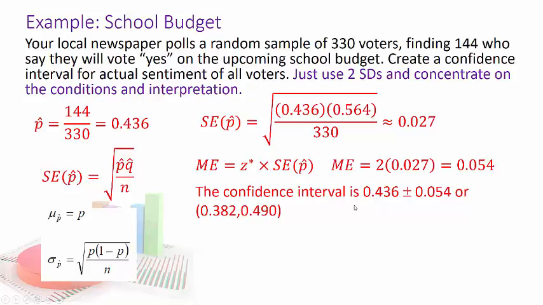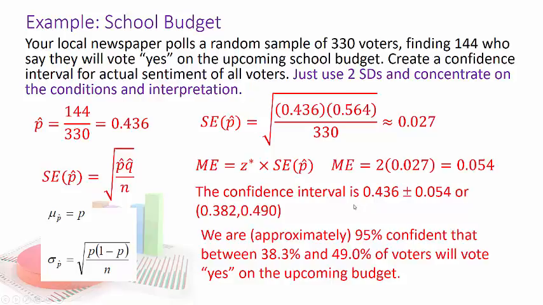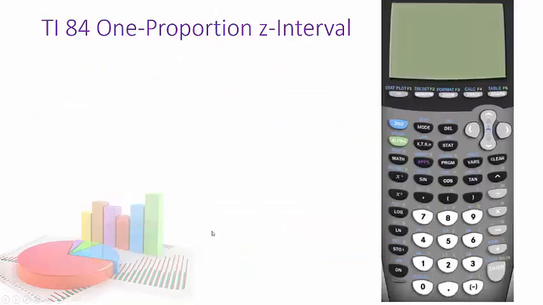So how do we word this so we don't say too much or too little? We are approximately 95% confident that between 38.3 and 49.0% of voters will vote yes on the upcoming budget. This would be an acceptable sentence. The weird thing here is they do have approximately, and the reason they do that is we used 2 standard deviations. 95% confidence is actually 1.96 standard deviations or standard errors. Notice how it takes responsibility there. There's our confidence. And then we give our range.